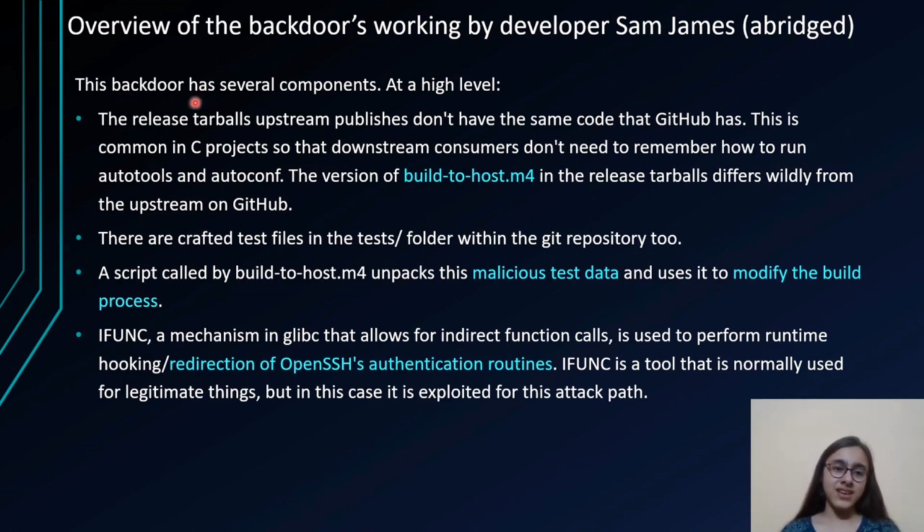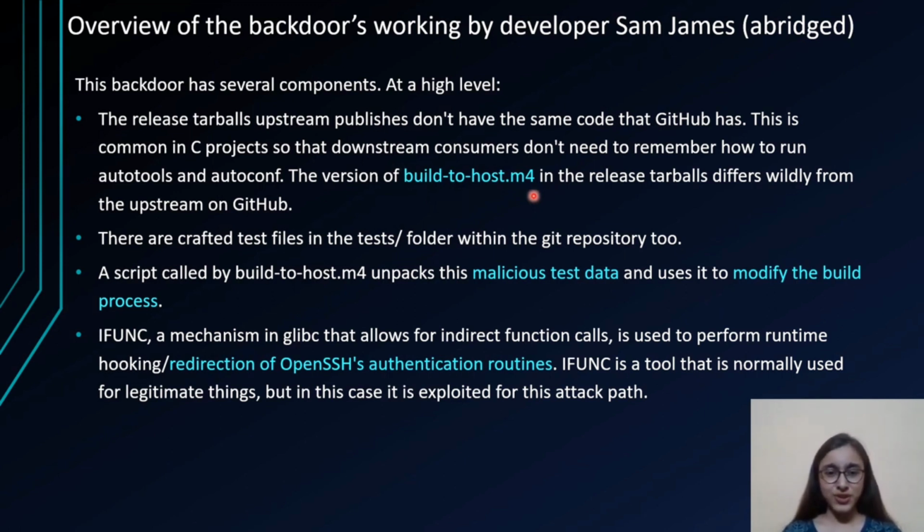So as you can see, it's a complex backdoor. Basically, here's its functioning. So the release tarball upstream publishers don't have the same code that GitHub has. The malicious code isn't publicly available for anyone to audit, and it's only present in the release tarballs. This is a common thing, but in this case, it was used to hide the backdoor.